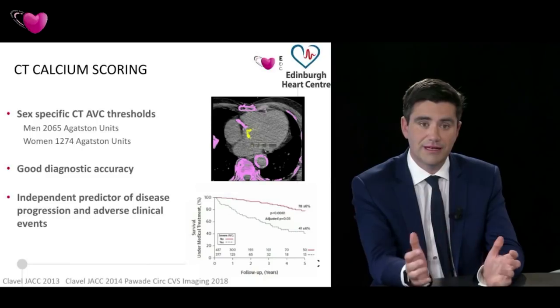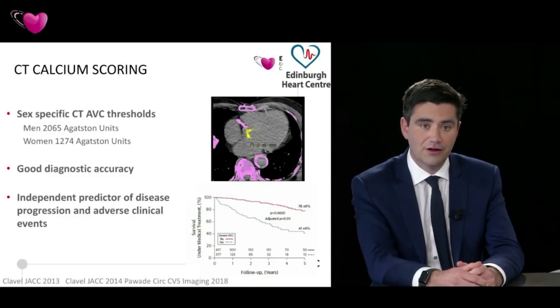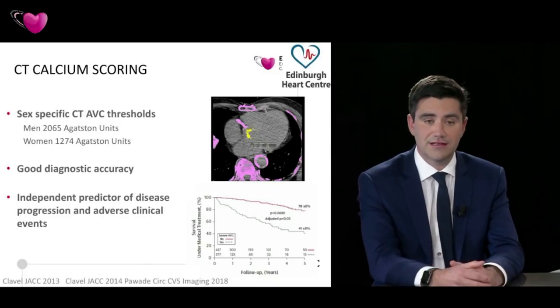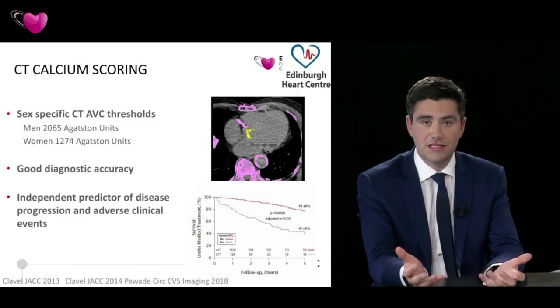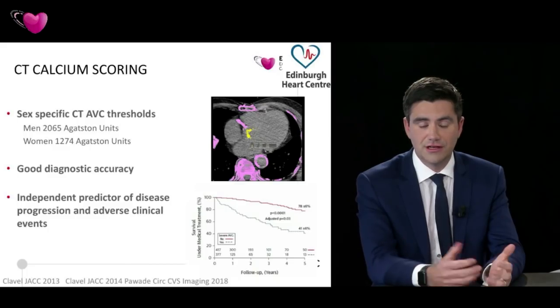So this is a completely different approach to echo. It's not dependent on the flow status of the patient. It's basically an anatomical test. And it relies on the idea that in patients with aortic stenosis, the predominant cause of the valve narrowing is calcification. So if we quantify that calcification, that can serve as a marker of disease severity.